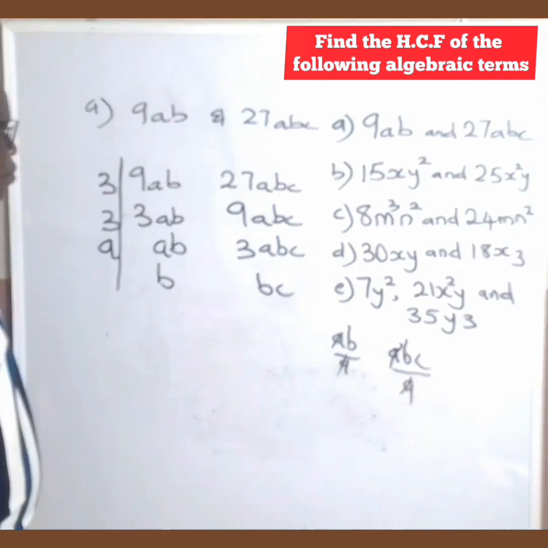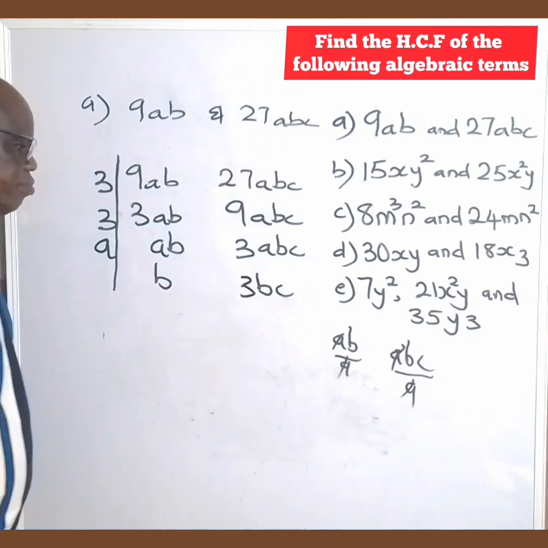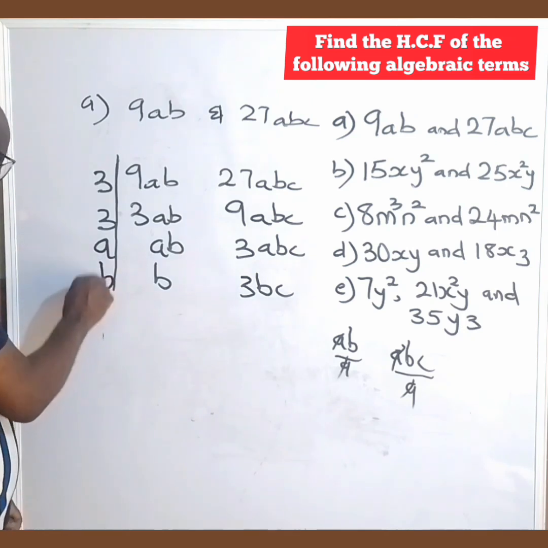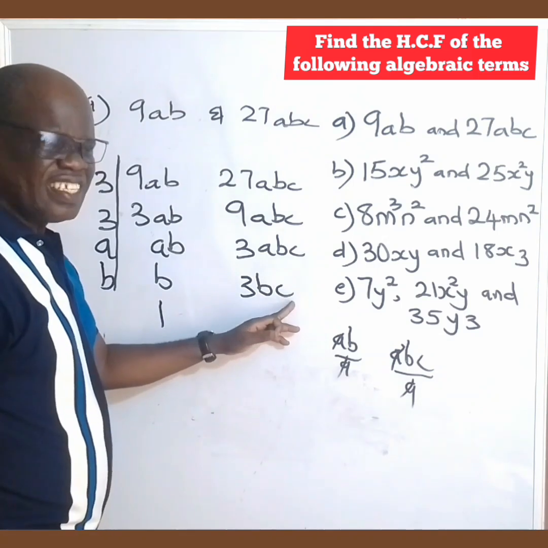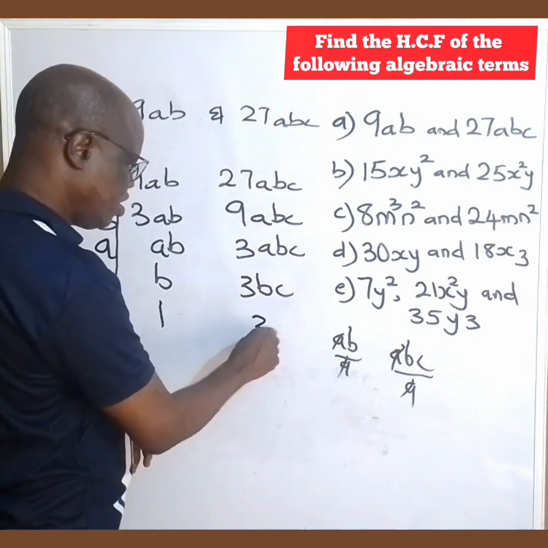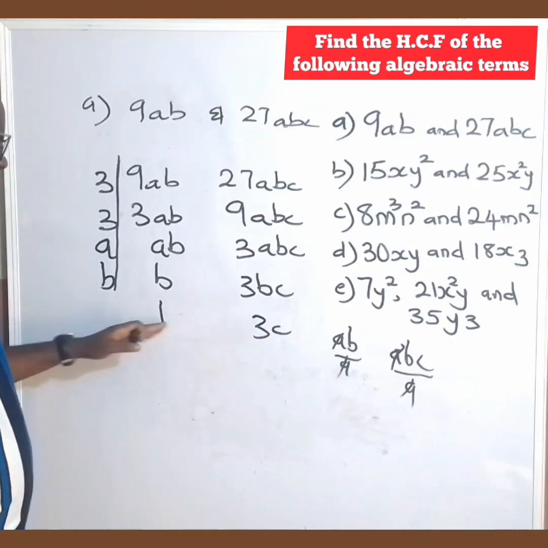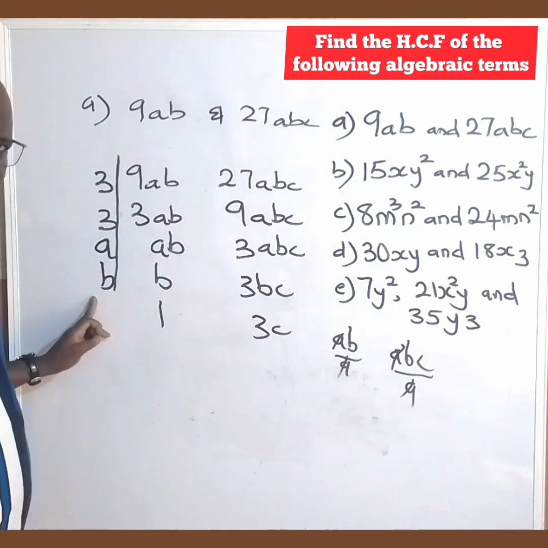Now, you can write your 3 down. This is B, this is also B. Write your B here. B divided by B, you have 1. 3BC divided by B, you have your 3C. So there's no other letter that you can find here and here again. So these are the HCF.